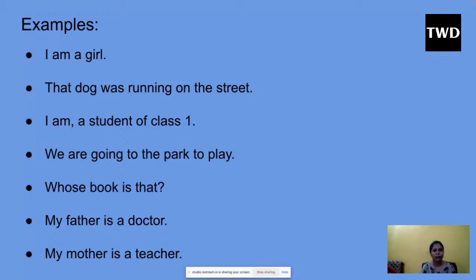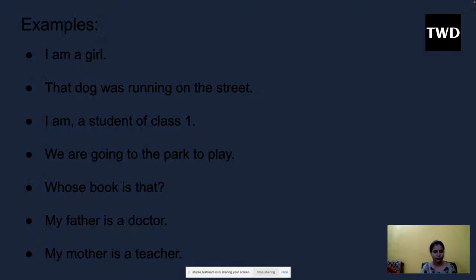Well, you are taking lots of time to answer. Let me answer for you. It is dog plus street. We have got two common nouns here, dog plus street. I am a student of class 1. Again, here student plus class 1, both are common nouns. We are going to the park to play. Park is the common noun. Whose book is this? Book is the common noun. My father is a doctor. We have got two common nouns here, father and doctor. My mother is a teacher. Mother plus teacher are common nouns.